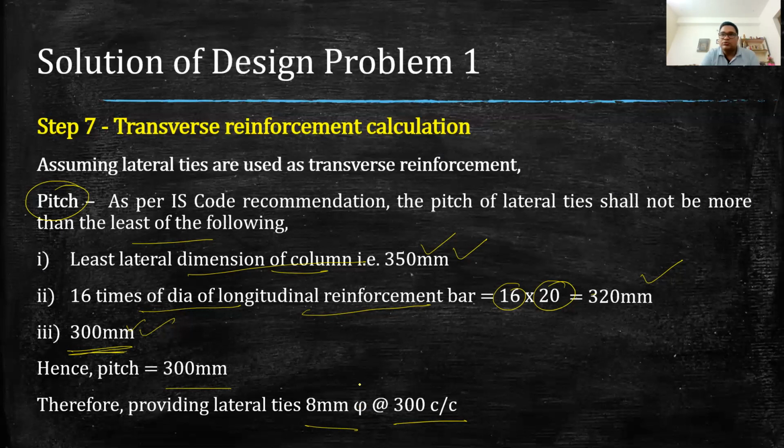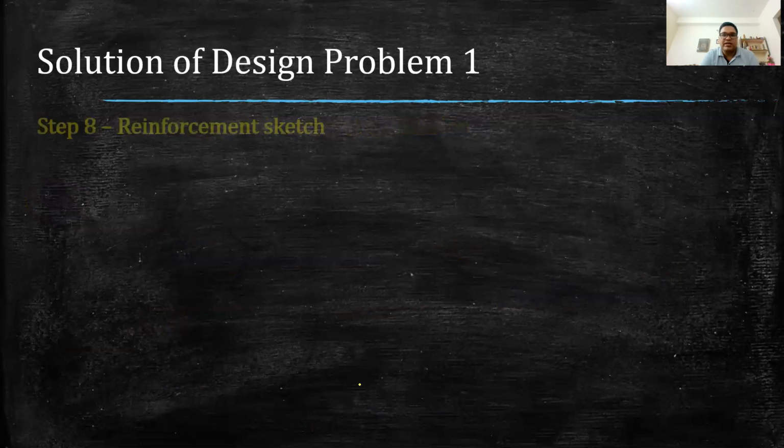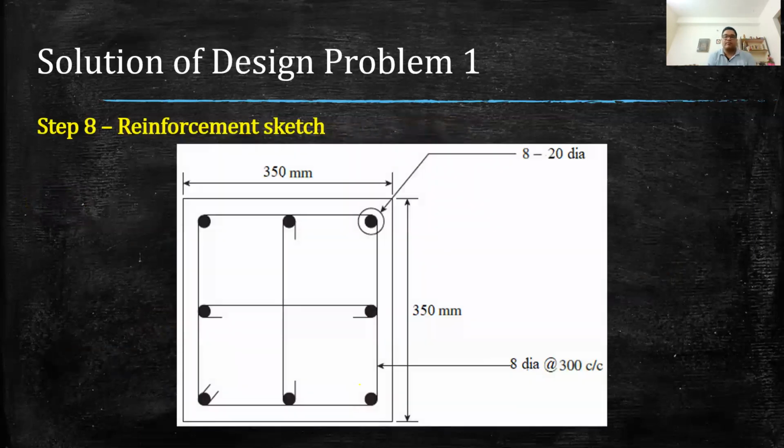Now the last step is to draw the reinforcement sketch of column. The reinforcement sketch of column is provided here. Here you can see the dimension of the column, 350 by 350, and these are the number of bars that we are providing, which is 8 number of bars. The lateral tie holds the 4 corner bars, and to hold the other bars we have provided the link.